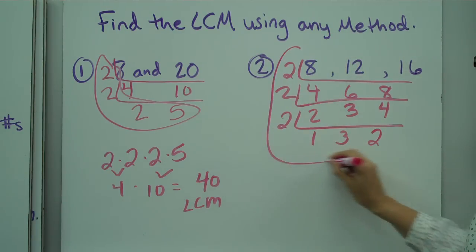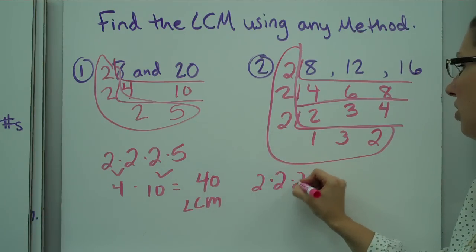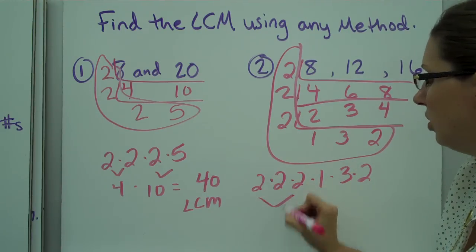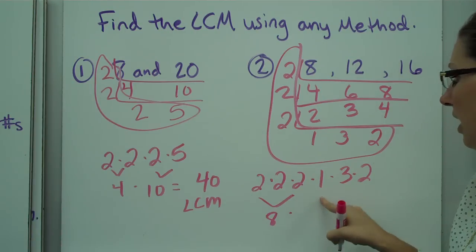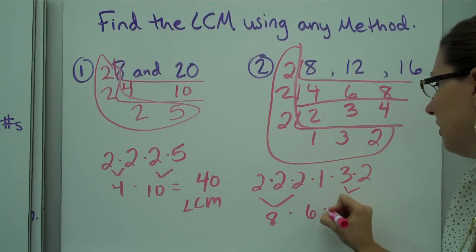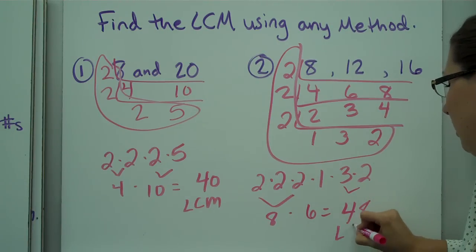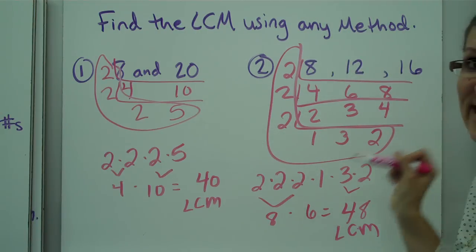I'm going to make an L. 2 times 2 times 2 times 1 times 3 times 2. 2 times 2 times 2 is 8. Anything times 1 is itself. 3 times 2 is 6. 8 times 6 is 48. That's my LCM of 8, 12, and 16.